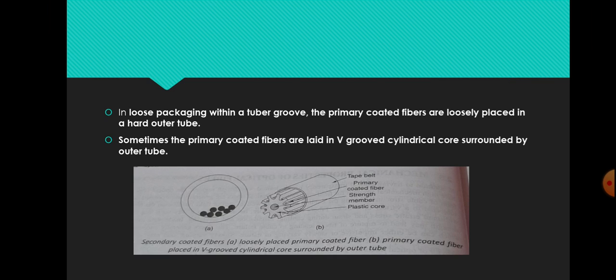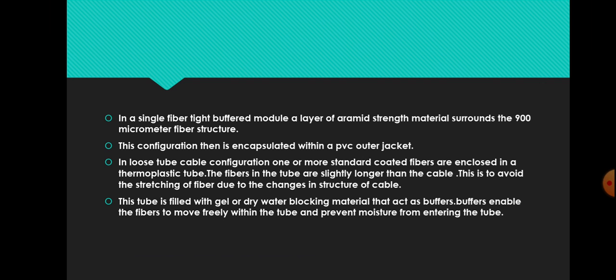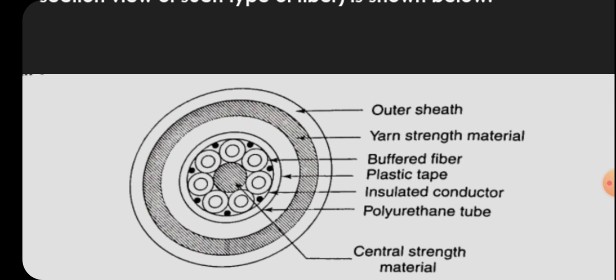So for plant applications, this type of fiber is used, that is, a single fiber is coated, the primary coating is there, and the secondary coating is there. But in the case of field applications, more than one fiber is encapsulated within the coating, and such an arrangement is shown in the figure. You can see that it gives an assembly of 7 fibers. You can count the number of fibers here, that is 1 2 3 4 5 6 7.